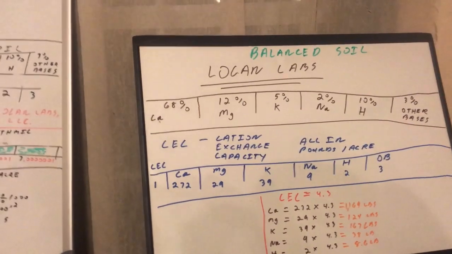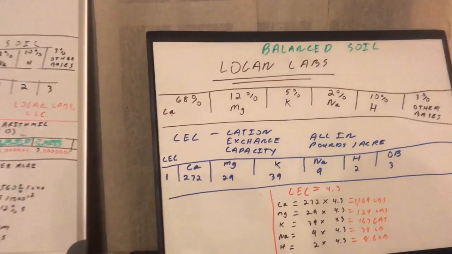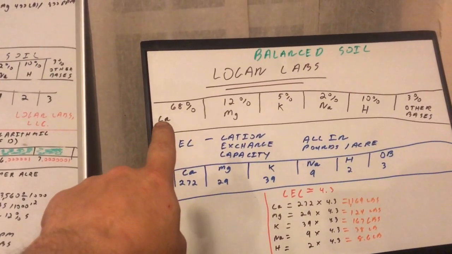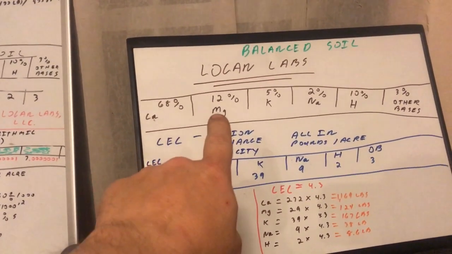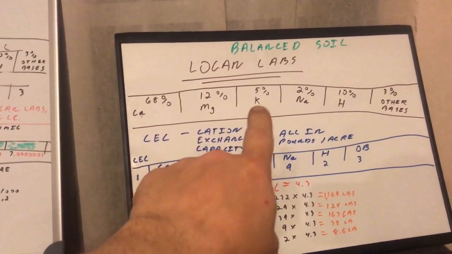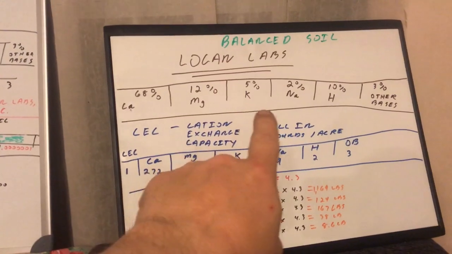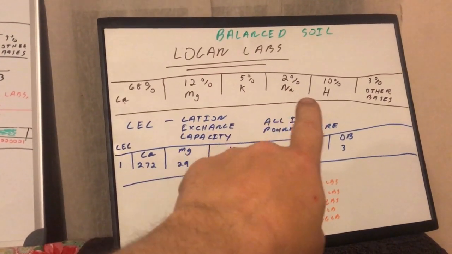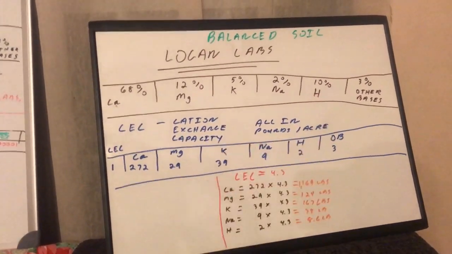All right. So you remember in the previous video I told you balanced soil was 68% calcium, 12% magnesium, 5% potassium, 2% sodium, and 10% hydrogen.